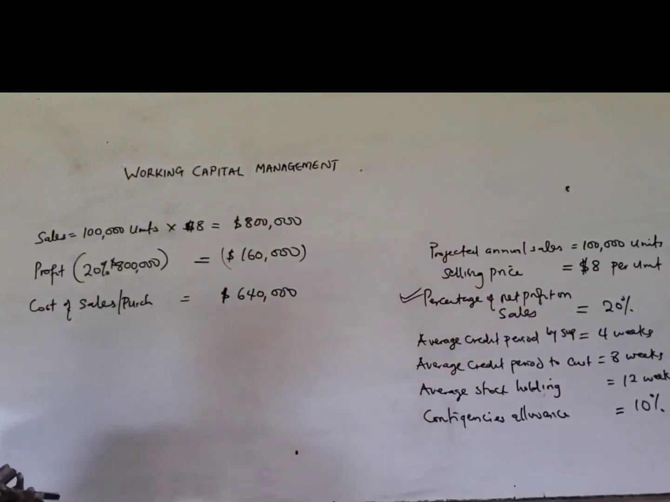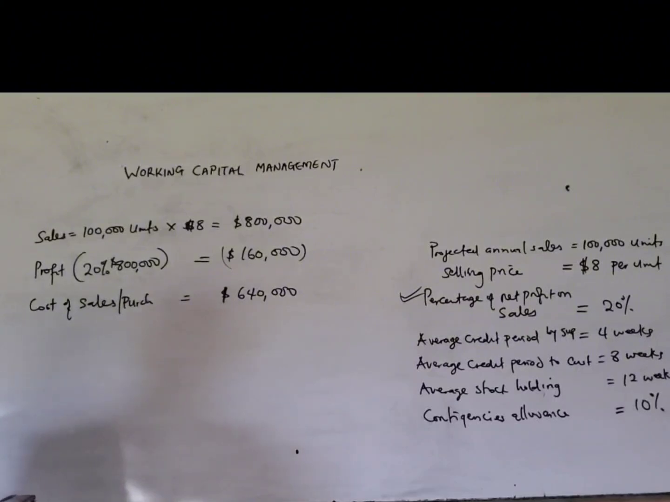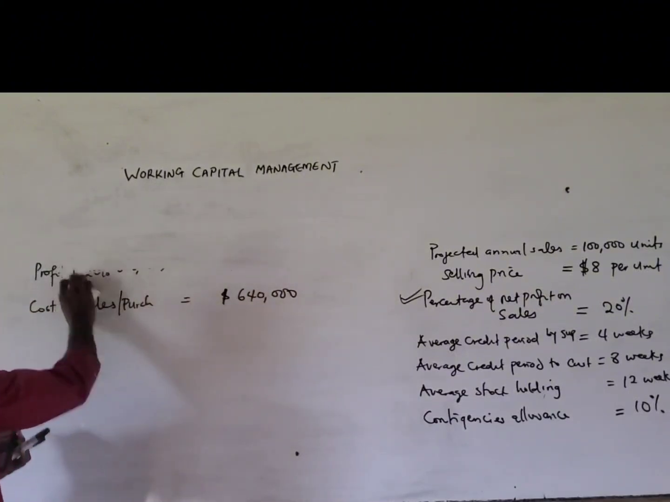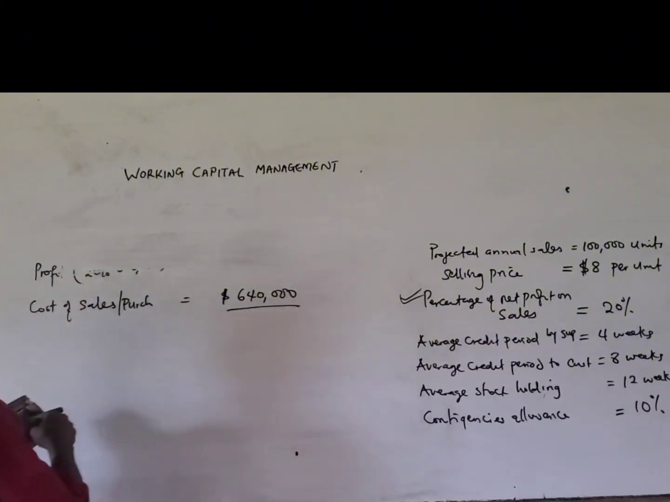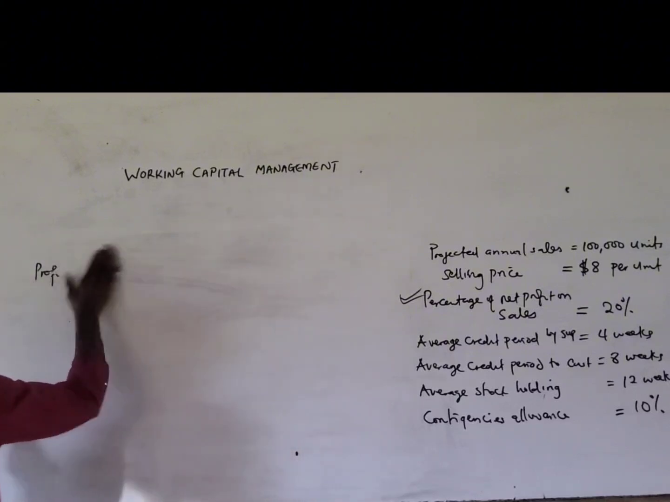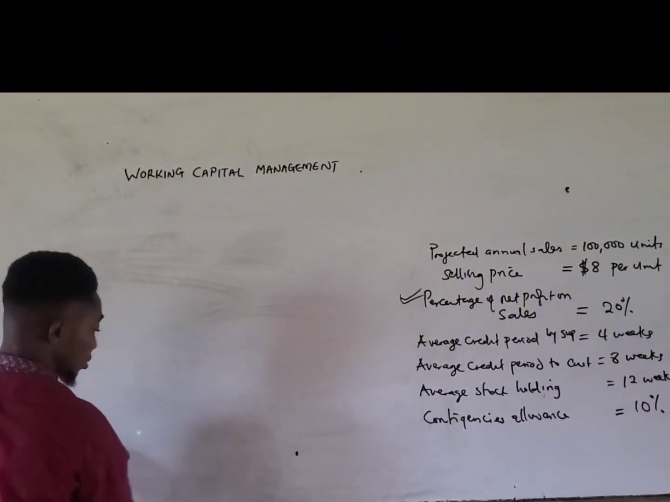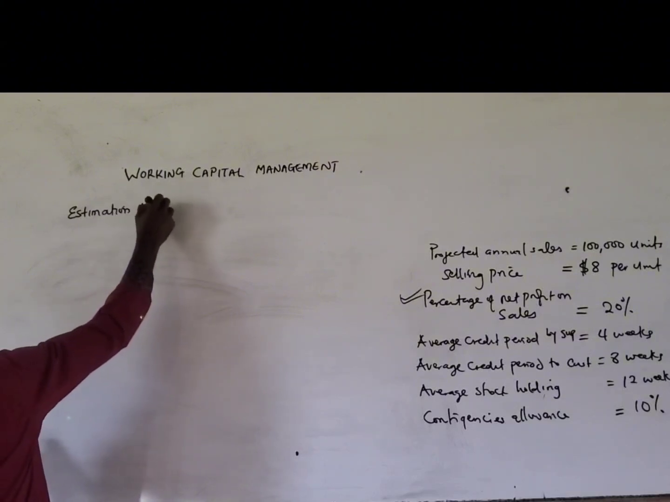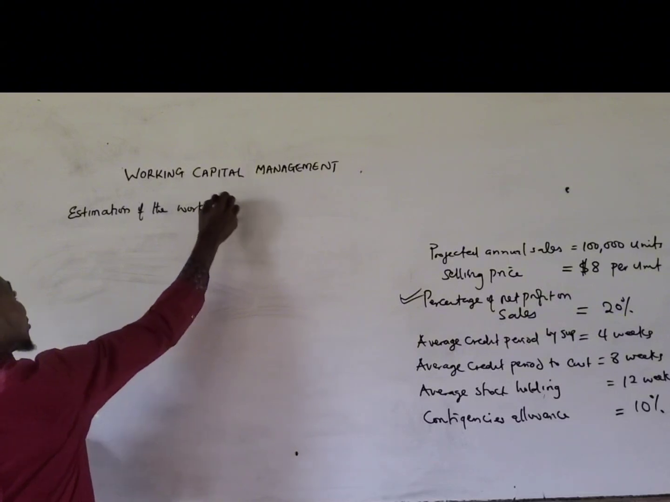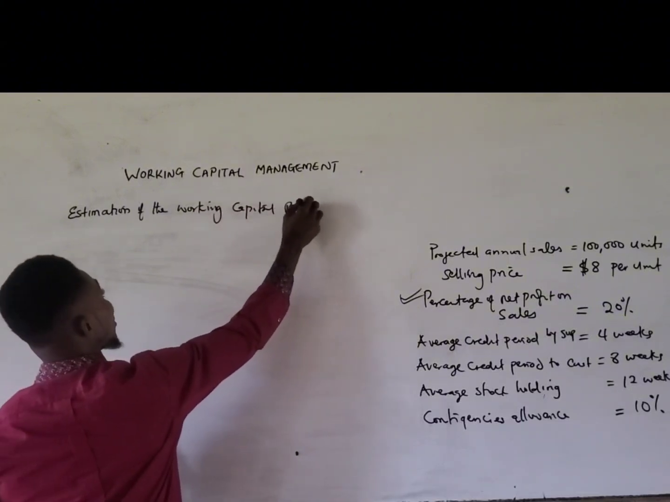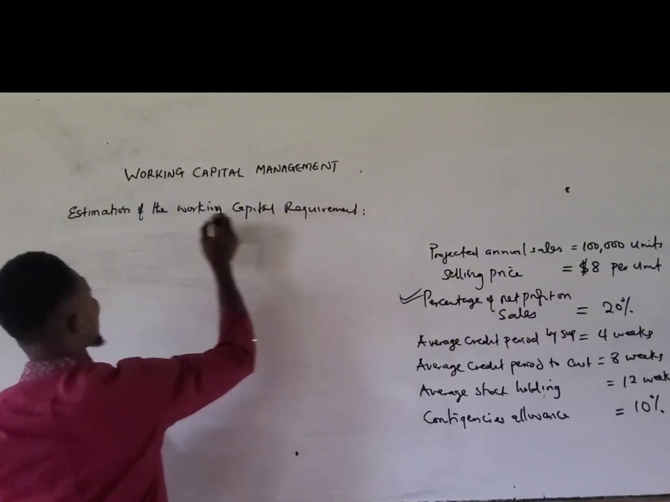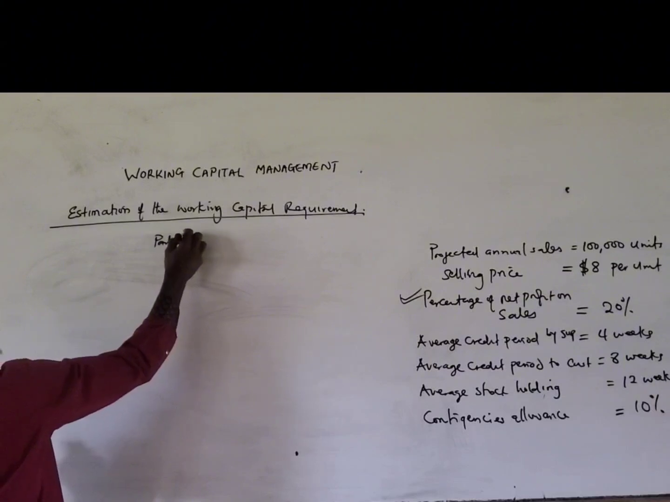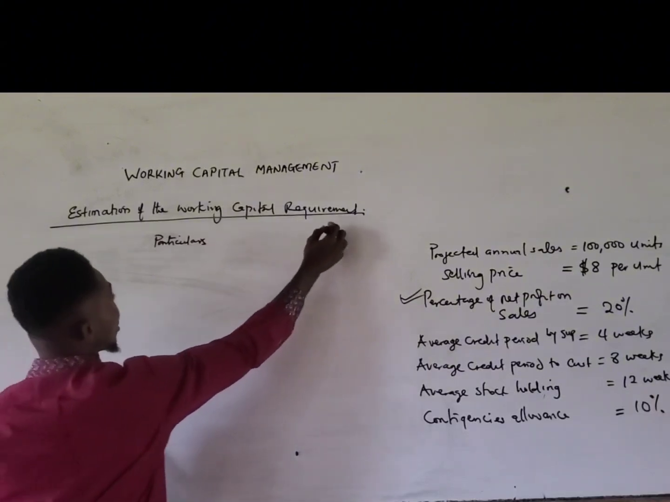Right. So having in mind that our cost of sales or purchase is 640,000, now let's estimate the working capital requirement. So please take note of this figure, 640,000. All right, so estimation of the working capital requirements. All right. So we have our particulars and we have the amount.